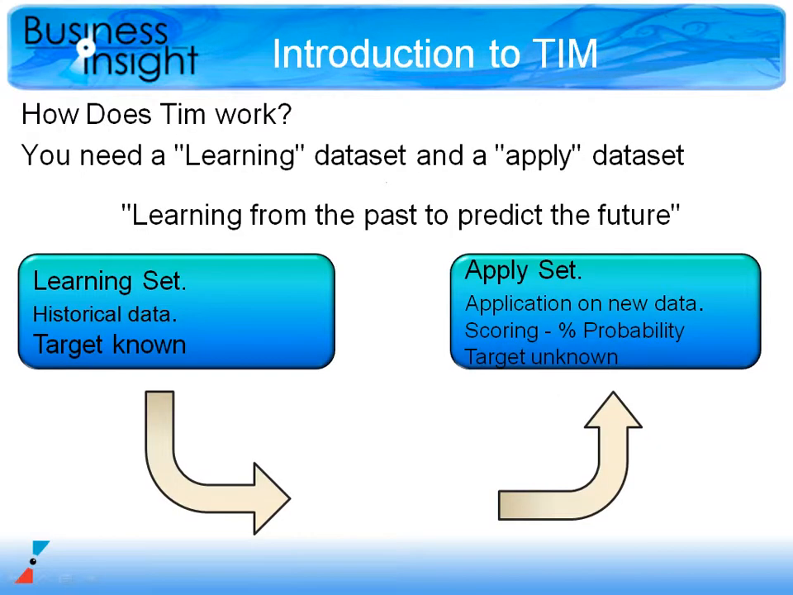To use TIM, you need a learning dataset and an apply dataset. A dataset is simply a table containing all of your data. TIM predicts the future by learning the trends and patterns that are inside your data. TIM analyzes the historical data that is stored inside the learning dataset in order to create a predictive model. Then you can apply this model on an apply dataset to obtain predictions.